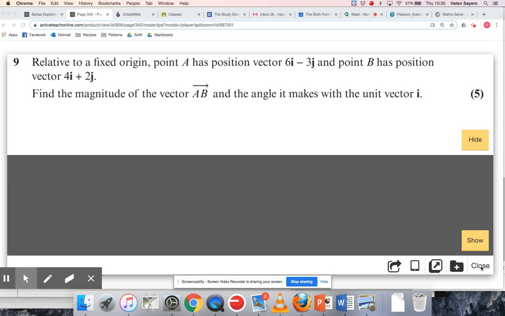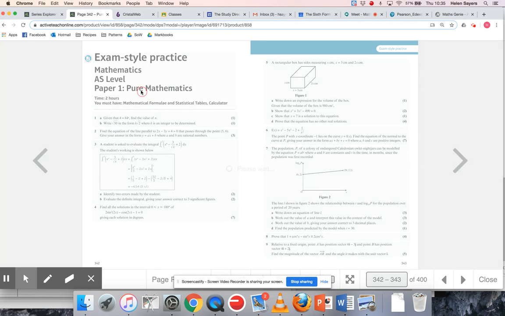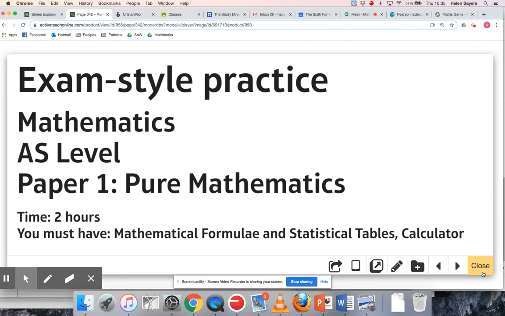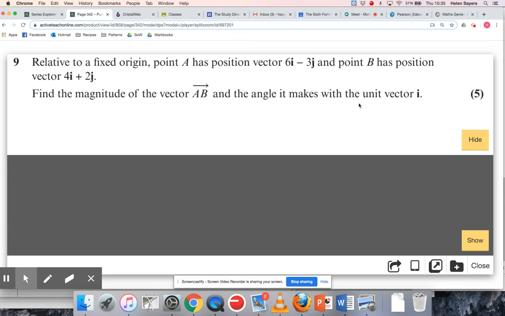Okay, so we're doing the practice paper from the first year textbook. Okay, and we are on question 9, which is on vectors. So we're given position vector of A and position vector of B, and we're asked to find the magnitude of AB. So the first thing we want to do is actually find vector AB.